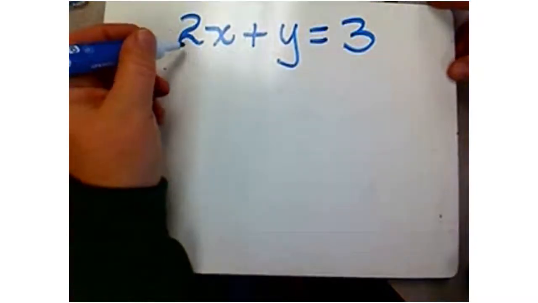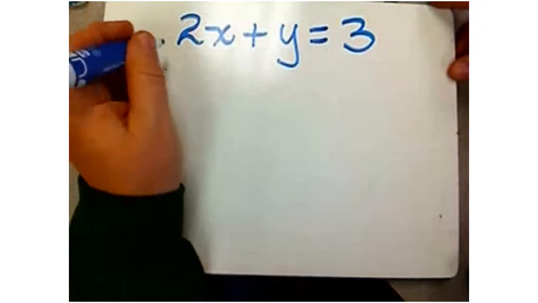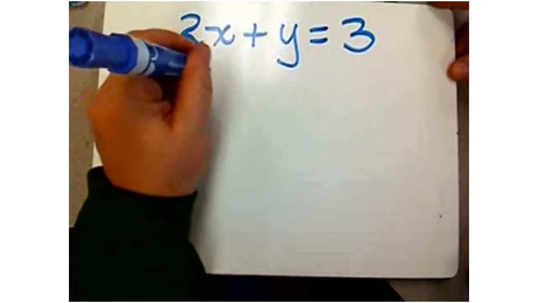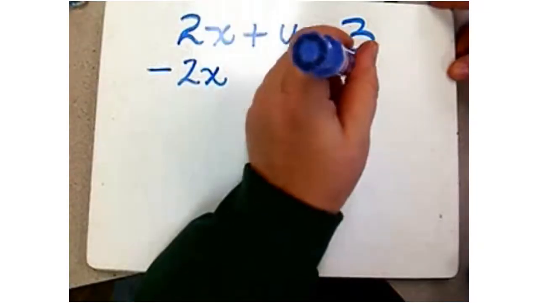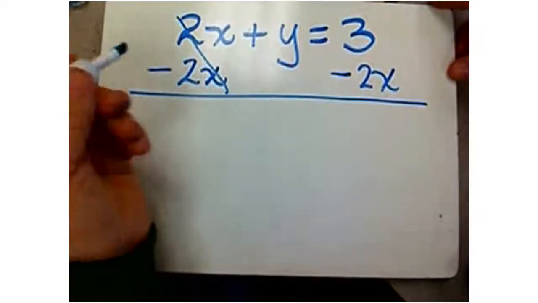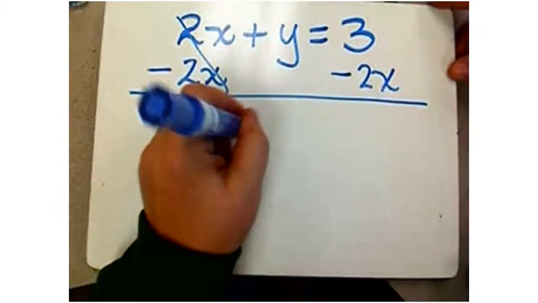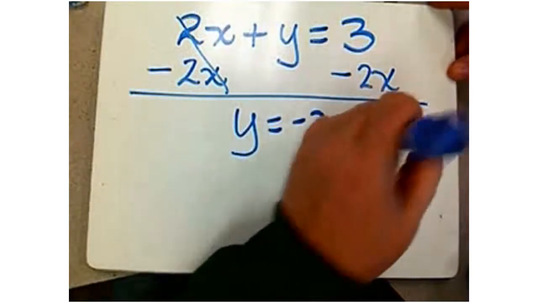All we got to do is get rid of this 2x. So we got positive 2x. We want to subtract 2x from both sides. So we have 2x minus 2x plus y equals 3 minus 2x on the right. The 2x and minus 2x cancel. We end up with y equals negative 2x plus 3 on the right.